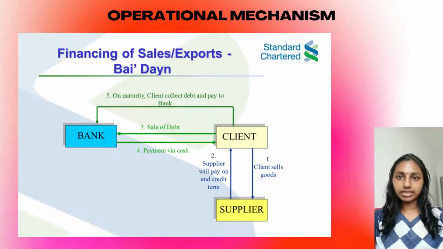Now, let's look at this local sale and export. This diagram looks less complicated than the previous diagram. Let's look further into the details in this diagram.